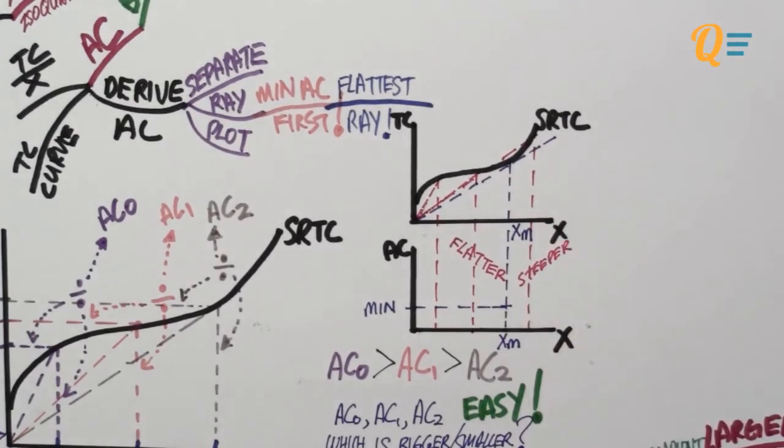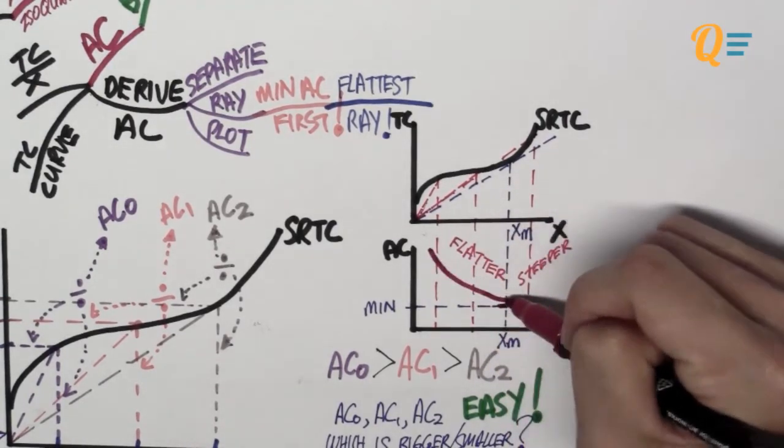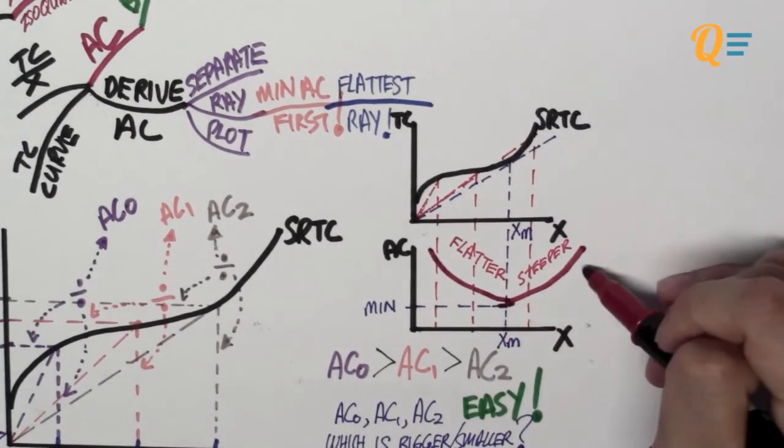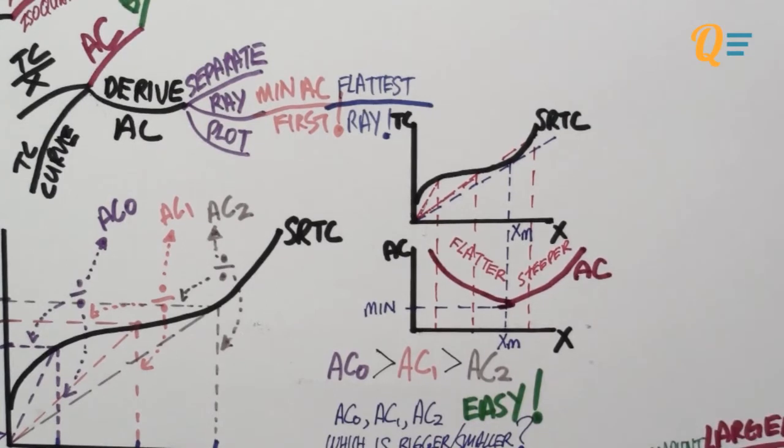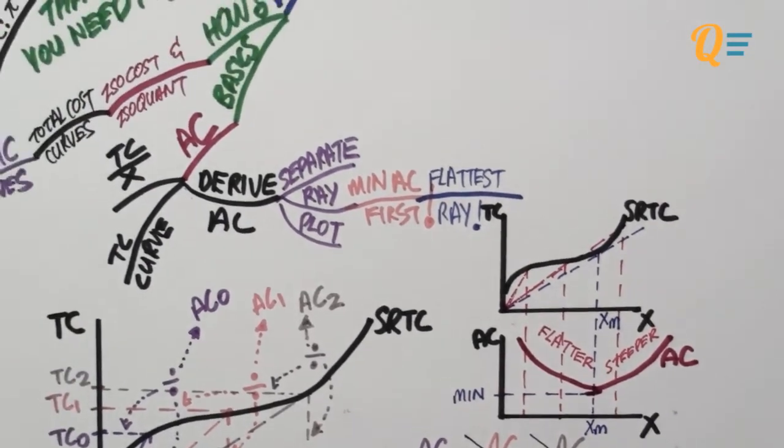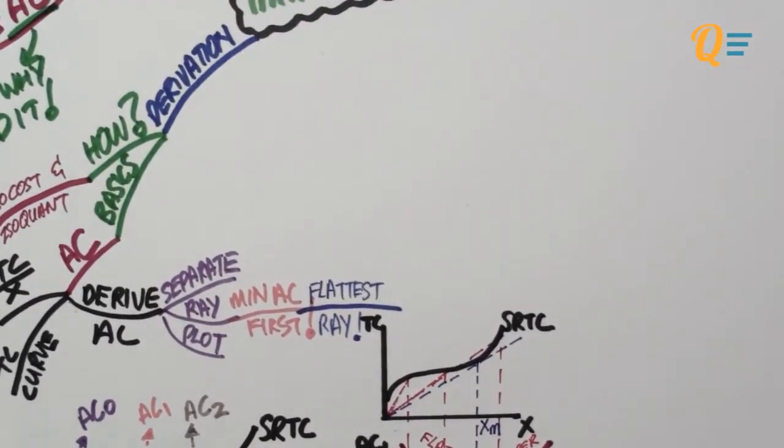it becomes steeper. What that means is when you produce lesser quantities of X, your average cost is going to be very high, it becomes very low, and then it starts to go up again. So that is why your average cost curve looks like this U shape that you see over here. Yes, it is that easy to derive your average cost curves.